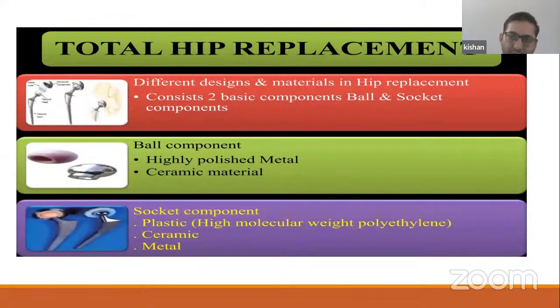So total hip replacement has many designs. This is some basic knowledge regarding total hip replacement. Different designs and materials in hip replacement are available. It consists of two basic components, ball and socket components.